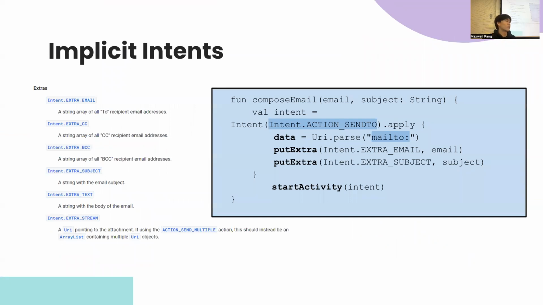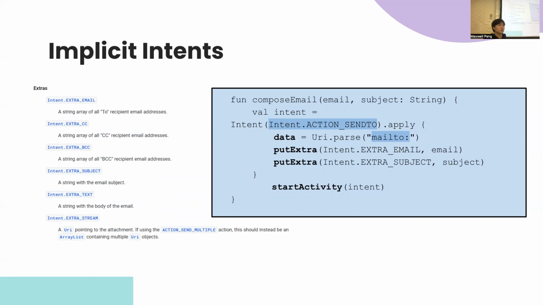Here's an example of an implicit intent. For this one, we want to compose an email, and notice how in the documentation, they want us to provide them with some extras in the intent. So when we do intent equals Intent ACTION_SENDTO, we can also use dot apply, and then we can do putExtra instead of doing intent dot putExtra. And then we'll have the extras, like what the email body is, and what the subject is, etc. And then we start the activity.